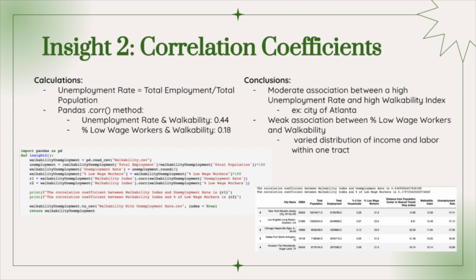From our calculation, we found that the correlation coefficient between the unemployment rate and the walkability index was R equals 0.44, indicating that there is a moderate association between a high unemployment rate and high walkability index. We also found the correlation coefficient between the percent low-wage workers and the walkability index to be R equals 0.18, indicating a weak association between those two variables.